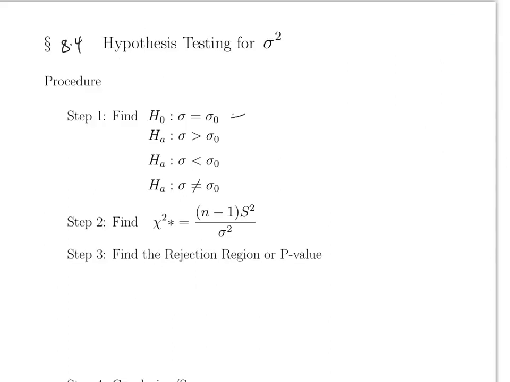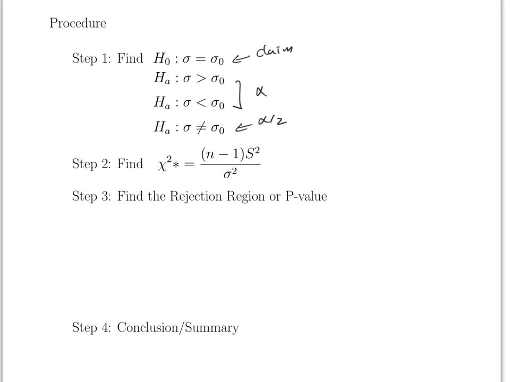So again, this is the claim. This is alpha. This is going to be alpha over 2. This is the test statistic. The rejection region is going to be either chi-square right, chi-square left, or both of them.